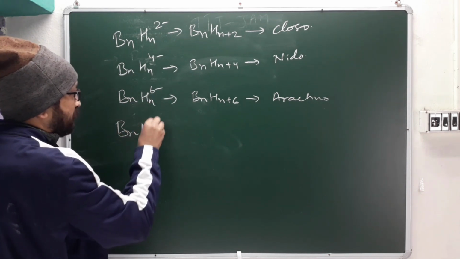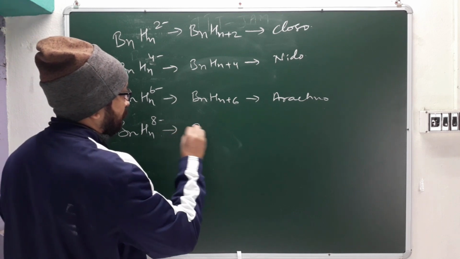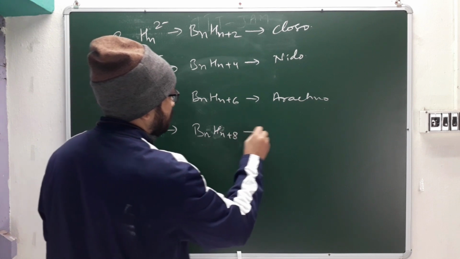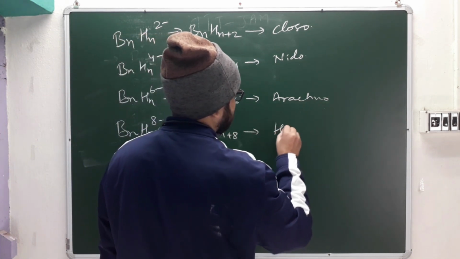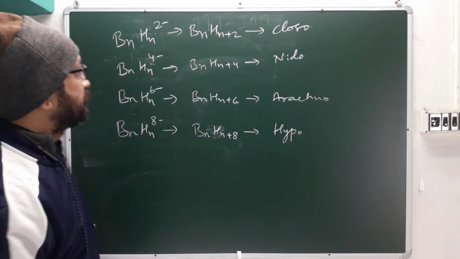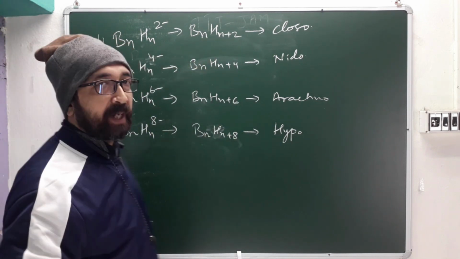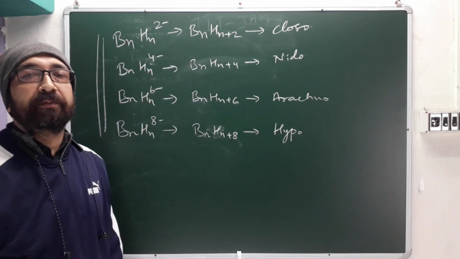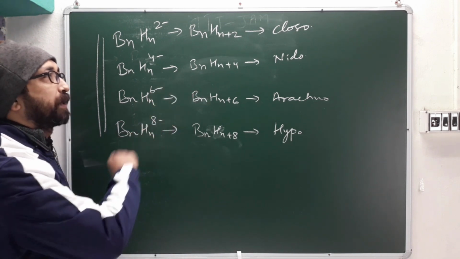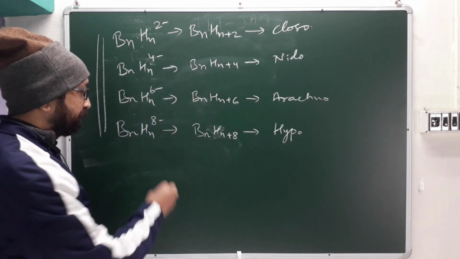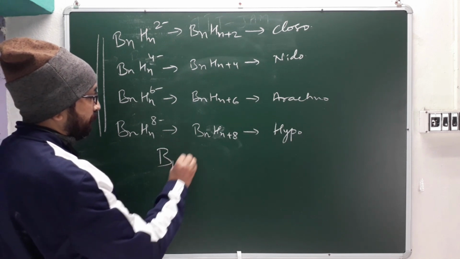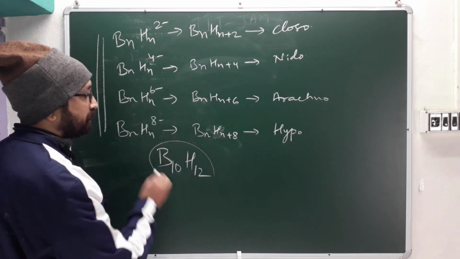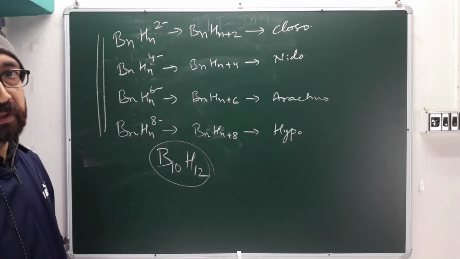Again, BnHn 8 minus, we can write it as BnHn plus 8. This will be your hypo. So you do practice with these formulas, whatever questions they will ask. If they ask what the structure type of this type of Borane is, then you have to calculate it, right? Suppose they are asking B10H12. This way they can ask what the structure of this is. So how are you going to tell the structure?